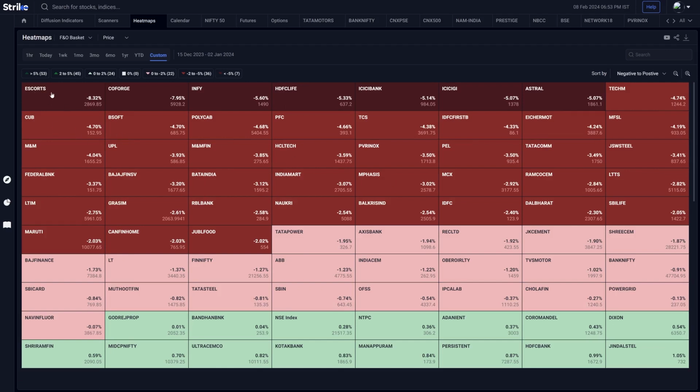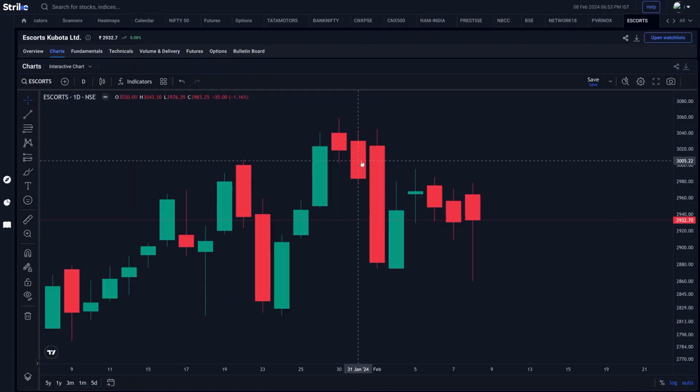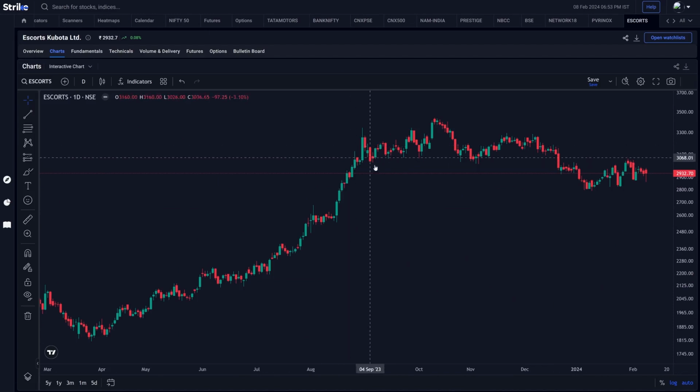Yes, I would have had an Escorts, I would have had a Coforge, I would have had an Infi. So where do I really go? Let's start with the first one, and this is an FNO stock. So we start with Escorts, and what do we really see? We see that Escorts was not performing from early December to late December. So it could have been a good short candidate.